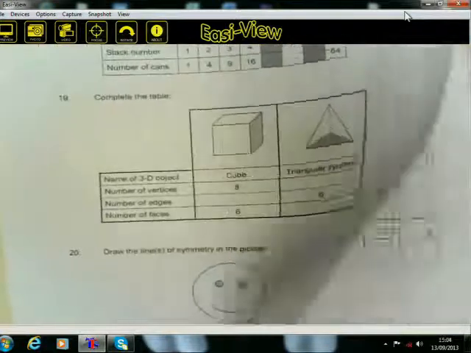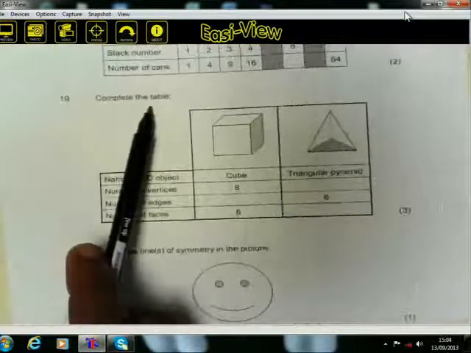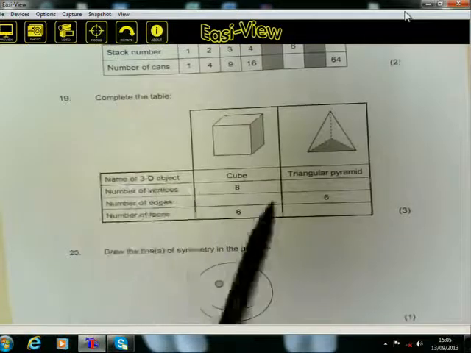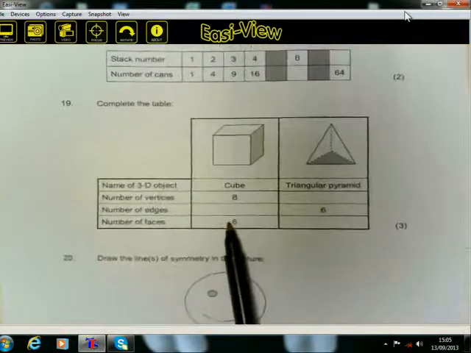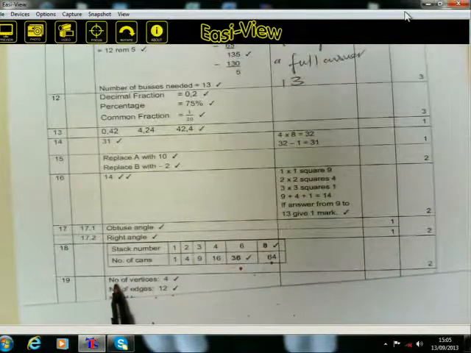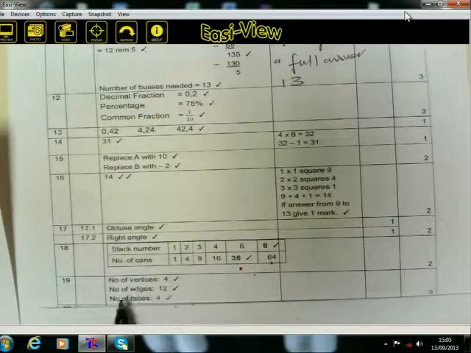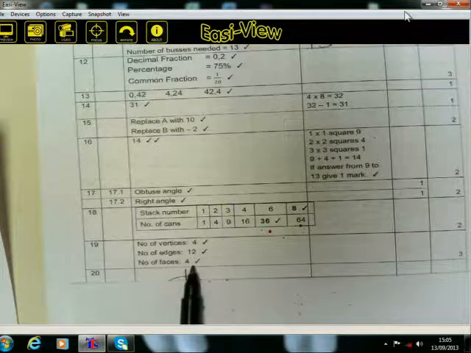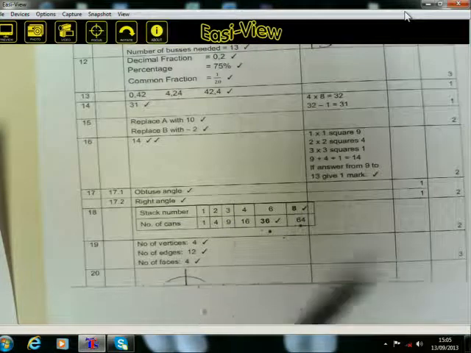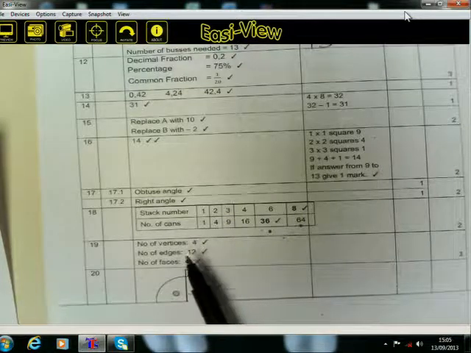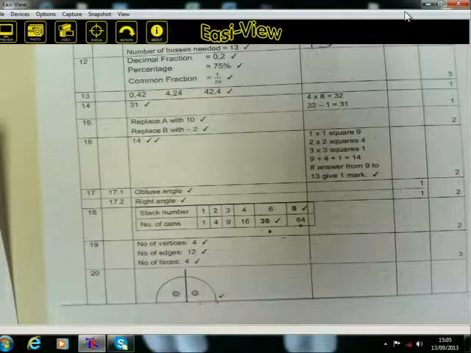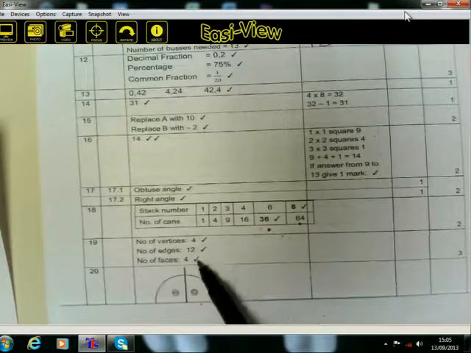19. Complete the table. You complete this table there. Let's look at the memo now. Number of vertices, 4. Number of edges, 12. And then number of faces, 4. Elena must give those numbers, 4, 12, and 4. So it's 1, 1, 1.